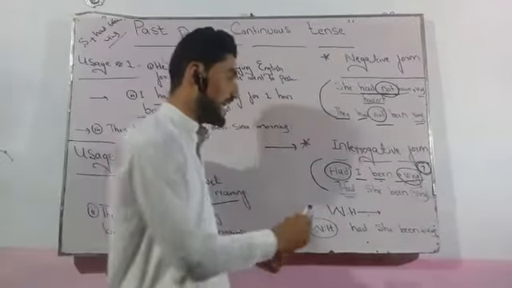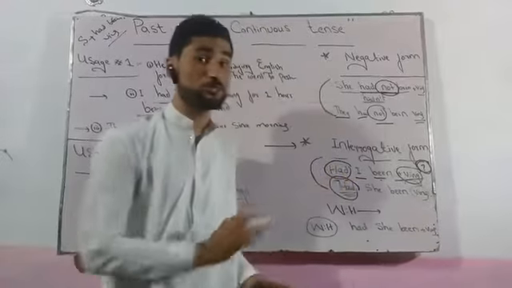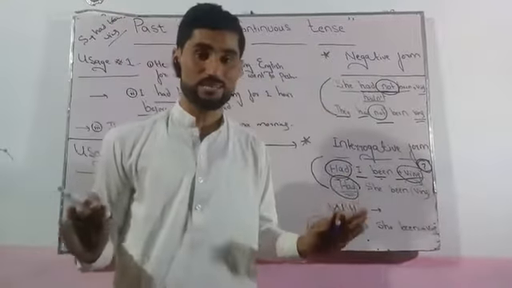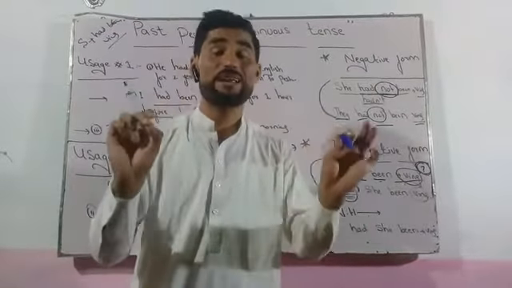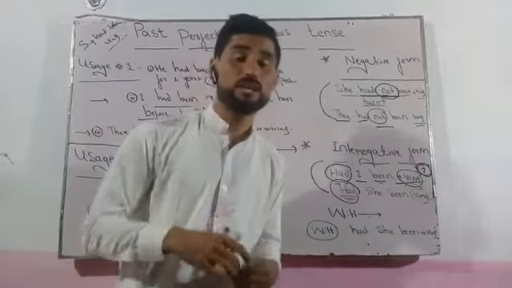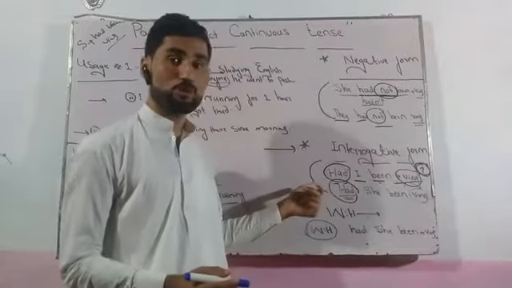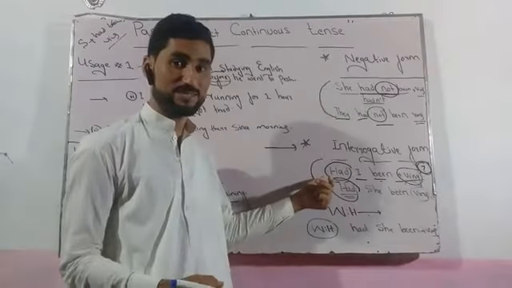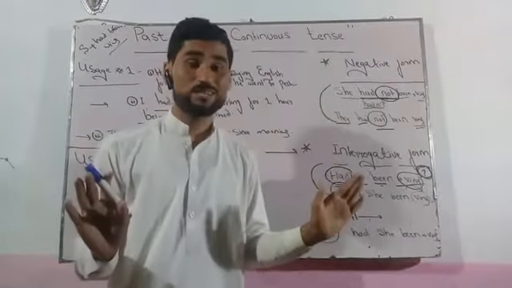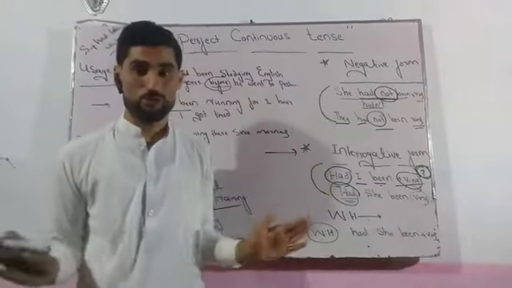So it means that we have to bring had at the beginning of the sentences to make them interrogative sentences. Just only bring had at the beginning. Not had been, just only had. Been should be at its own place. Had should be brought at the beginning of the sentences. Got it? So this was how to make an interrogative form.